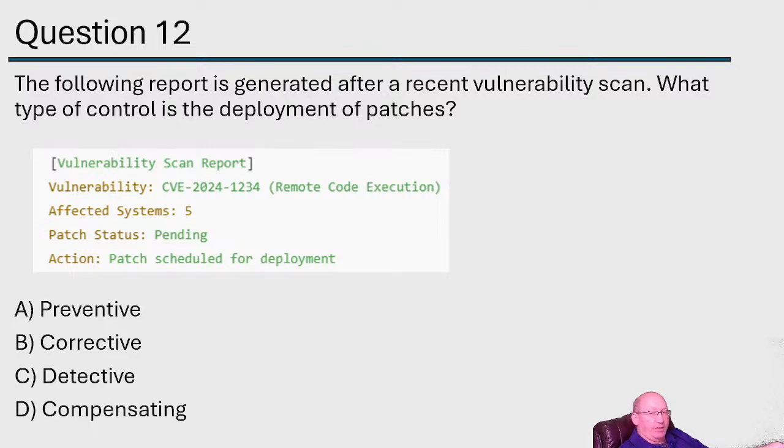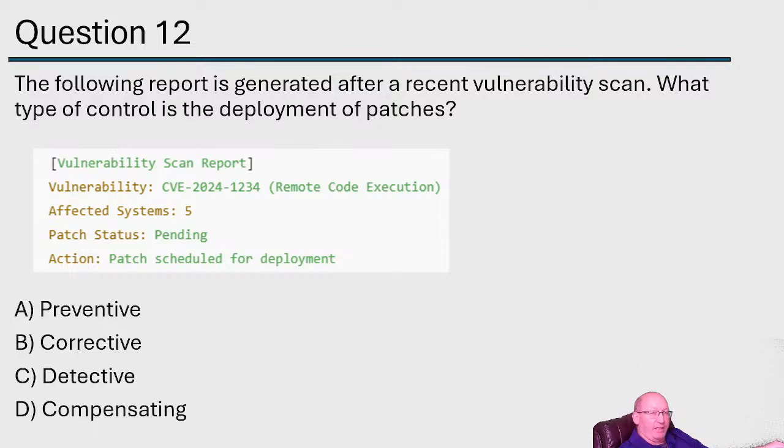Then we have a corrective control. Something happens and then we correct for it. Is a patch a corrective control? Possibly. I like this answer. Detective control. Something occurred and we need to log it. I'm not seeing logs. I'm not seeing an audit. We just see a vulnerability scan report. Although we do have that scan report. Is the scan report in essence a log? Is it detection for us? Maybe. Now that I'm thinking about it, maybe. That would be B and C as our front runners so far.